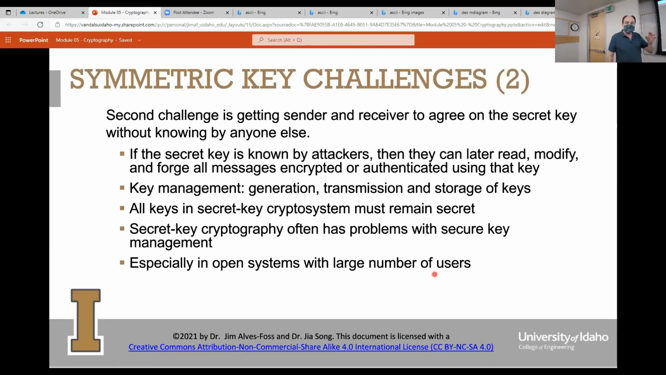Key management. The generation, transmission, and storage of keys is important. Key management is an important part of cybersecurity, of cryptography. Think of my home: I've got a deadbolt on the door, but if the key is under the mat, that's poor key management. Somebody can lift the mat and grab the key. If I don't lock the door, that's poor key management.